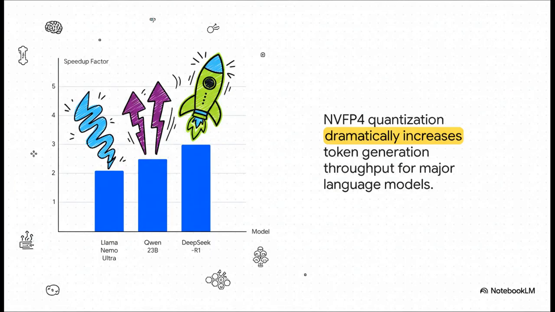Whoa! Just look at these speedups in token throughput. We're talking more than double the speed for Llama Nemotron Ultra, 2.5 times faster for Qwen, and a ridiculous 3 times performance boost for DeepSeek R1. That's not a small improvement, that's a game changer.